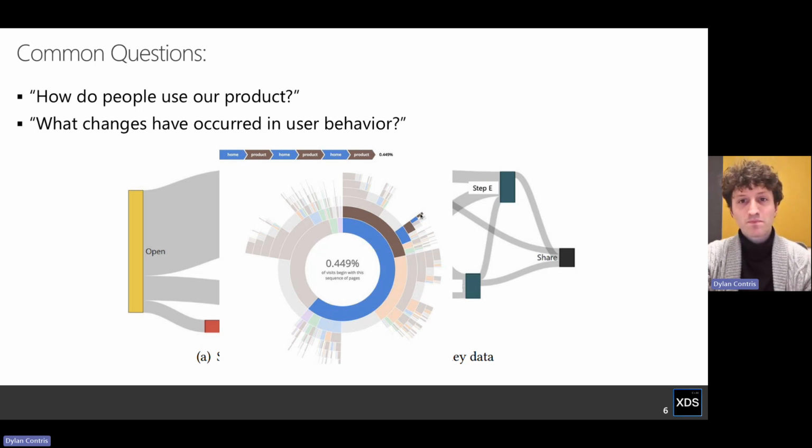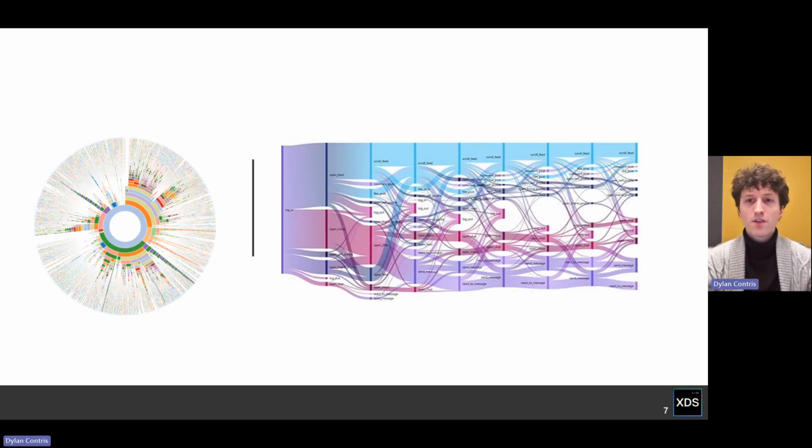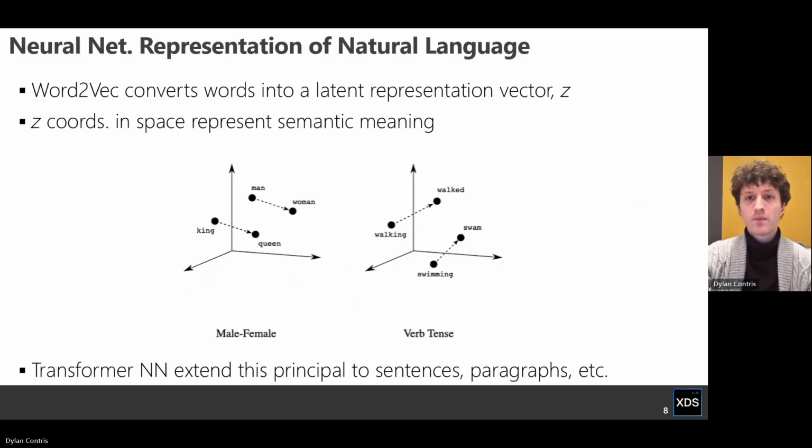However, the greater the number of possible telemetry events and the longer the user's journeys are, the more complicated the visuals become, and it is difficult to answer the previously mentioned questions: how do people use my product, and what has changed about user behavior to account for changing satisfaction. Striving for better ways of representing complex sequences of events, we borrow from modern natural language representation with neural networks.